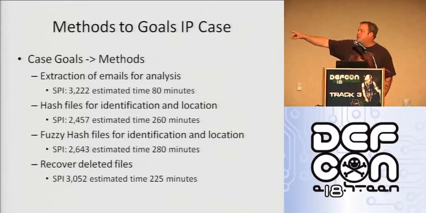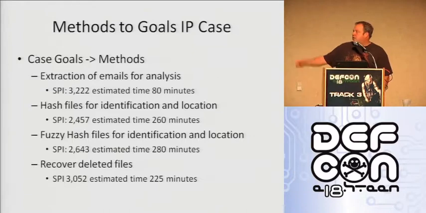It was really extraction of emails for analysis based on the case goals we had, recovered deleted files because of the time it took to do it and the value that it had, and then of course the fuzzy. And again, if we were just doing it for one case goal, we would probably start with the top method. But when you start getting into multiple case goals and tiering them, then a lot of times you just set things up to run.